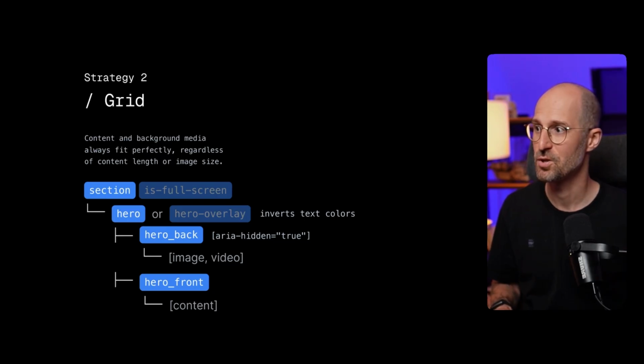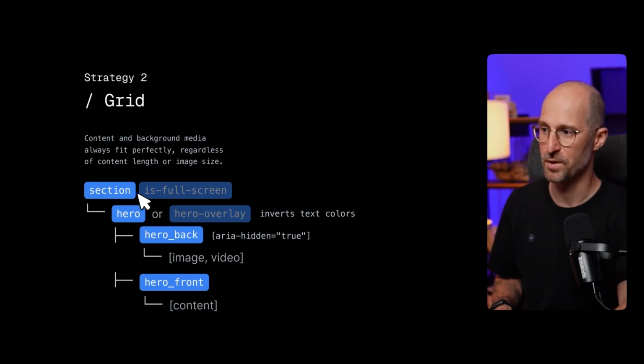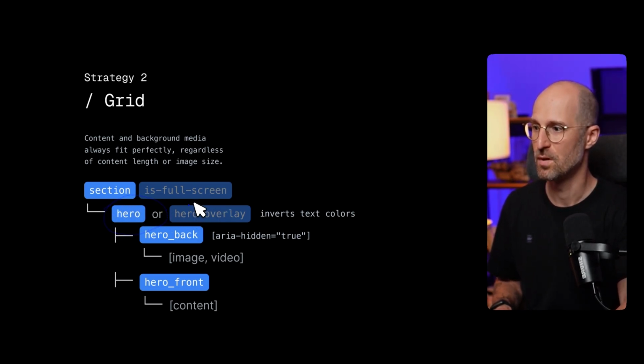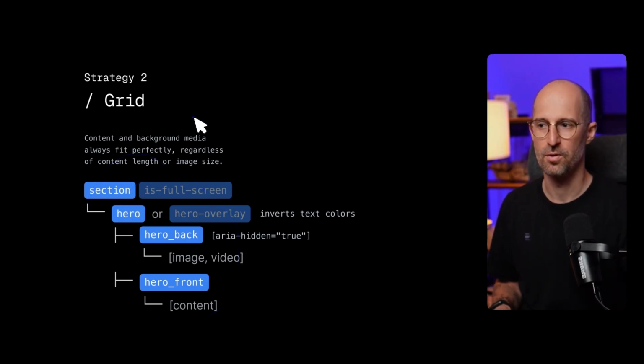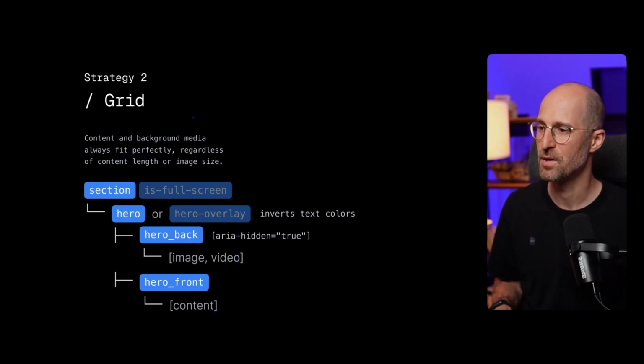The second strategy is grid layout. For the grid layout, you would need an additional div, which is hero, or hero overlay if you want to invert text and colors. And then you would add two additional divs: one is hero back and the other is hero front. This strategy actually is very good when you don't know whether the content is going to be bigger or the image is going to be bigger. And here is how it works.